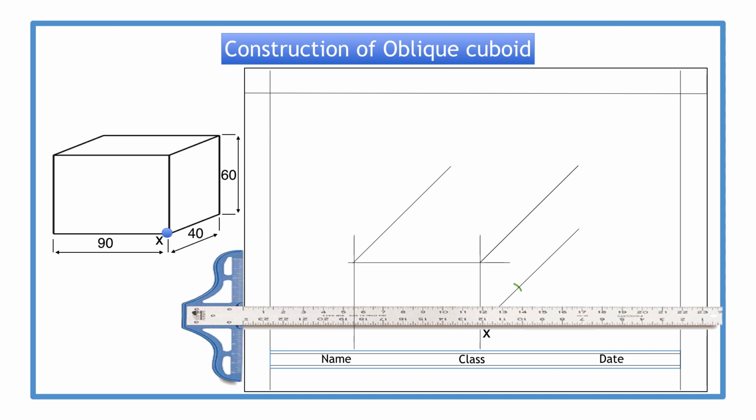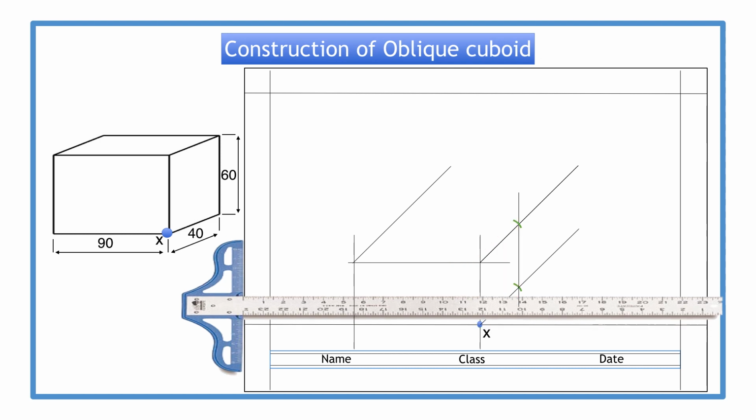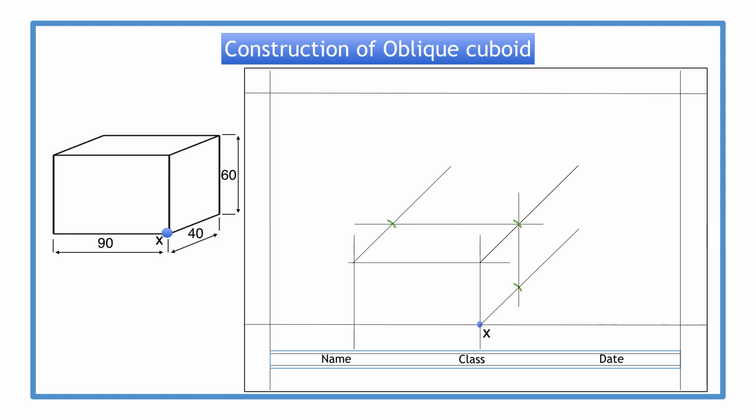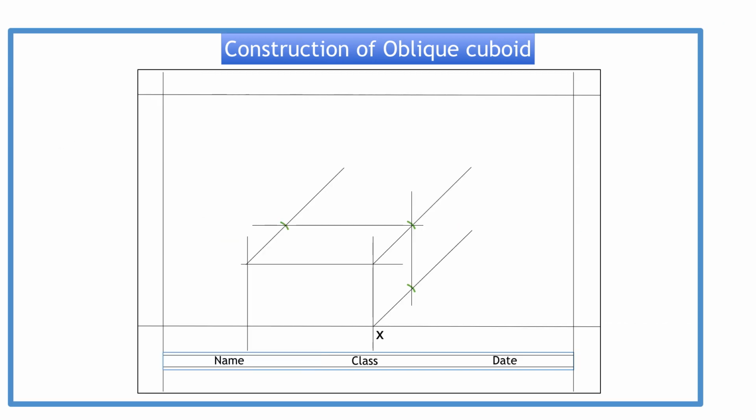In the same way as the previous exercise, we use our set square to project the depth vertically to get an intersection. We project this intersection to the next depth line with the T-square as such. This is the crate of the oblique cuboid in construction lines.